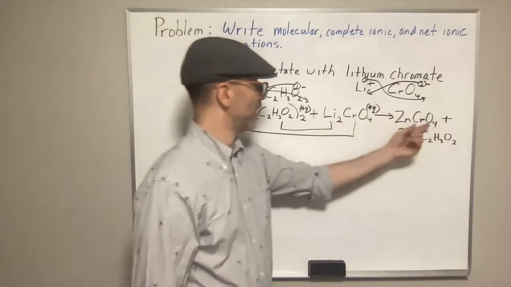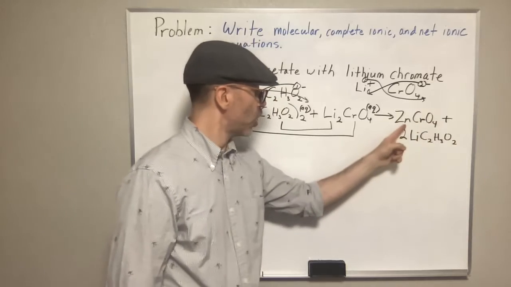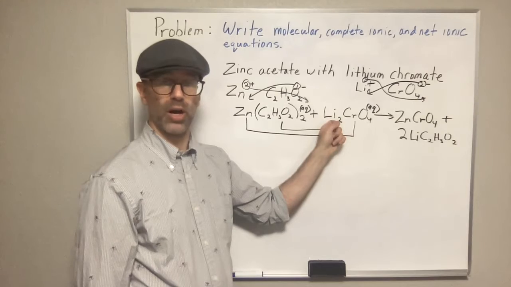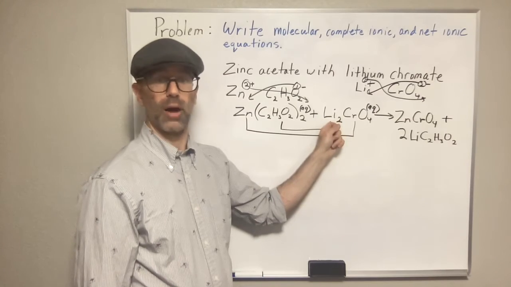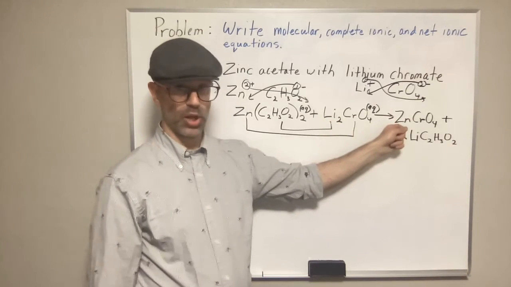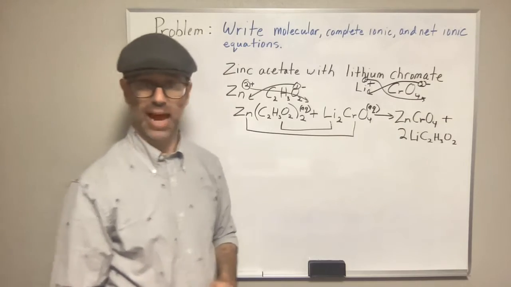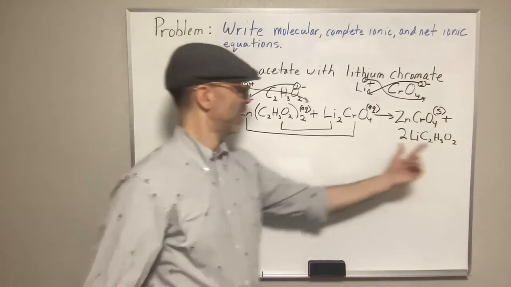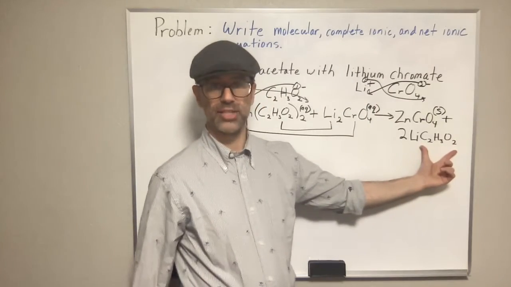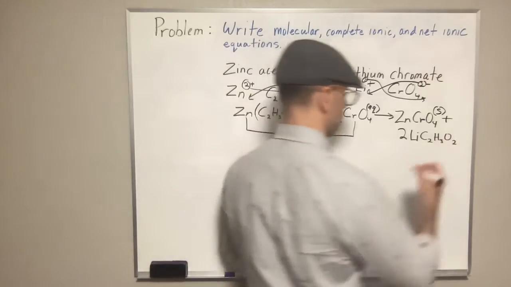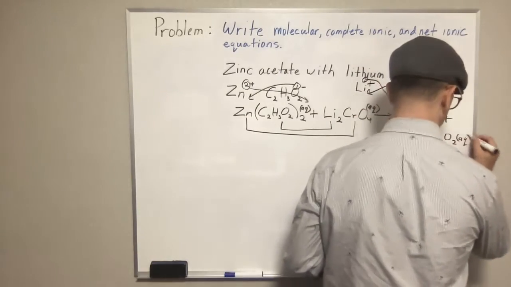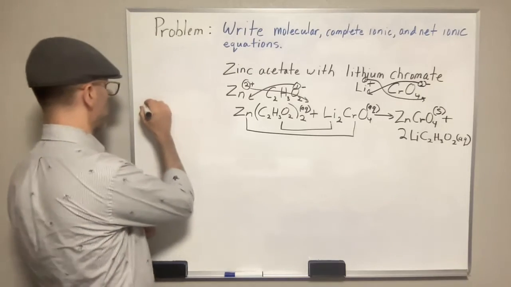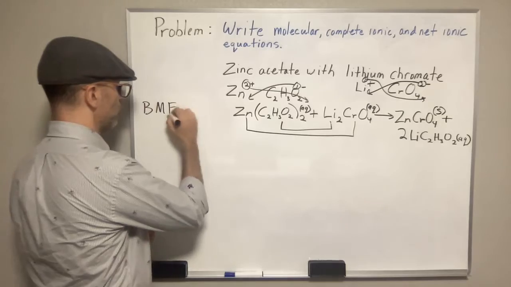And here we have, again, zinc chromate. So again, chromates are insoluble unless you have a group 1 metal like here, or ammonium. Zinc is neither one of those, so this is insoluble. This is going to be a solid. This is our precipitate. And again, we have acetates. All acetates are soluble, so that's aqueous. Okay, so we got our completed balanced equation. So here we have our balanced molecular equation.